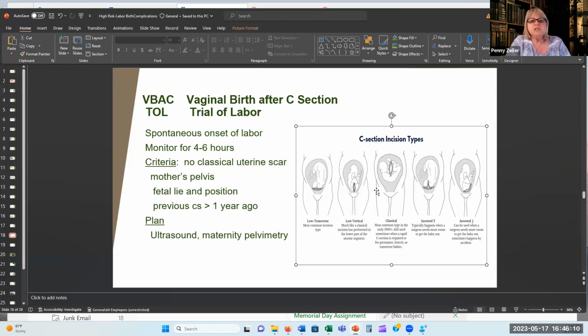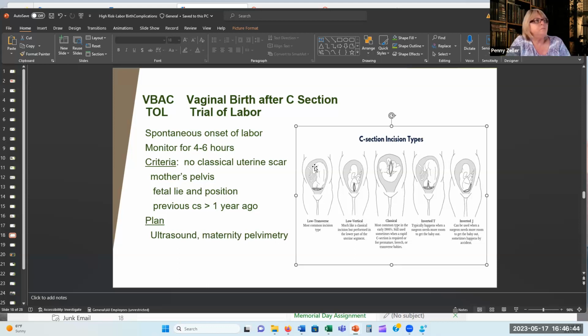Okay, but if she didn't, if she had a low line horizontal incision on her uterus or low vertical, then we can let her go into labor. But she has to go in on her own. We can't induce labor. Okay, so that's what we mean by trial of labor. We'll let her go into labor on her own. Okay, and if she's progressing nicely, we can just let her labor down and deliver. But if she doesn't progress at that 1 to 2 centimeters every hour dilation, then we're going to have to do a C-section.